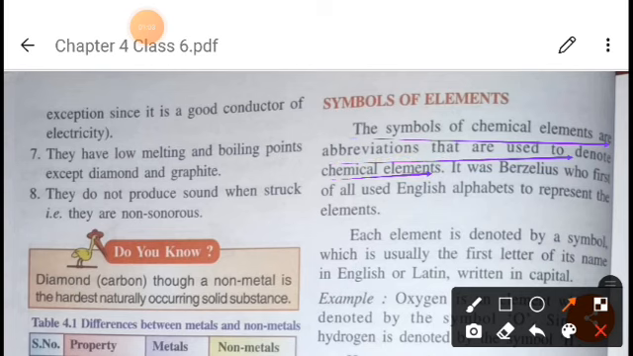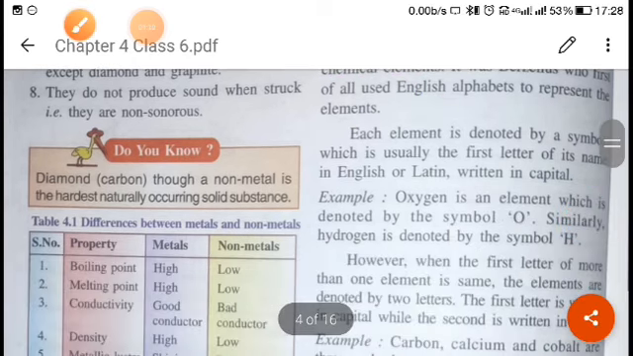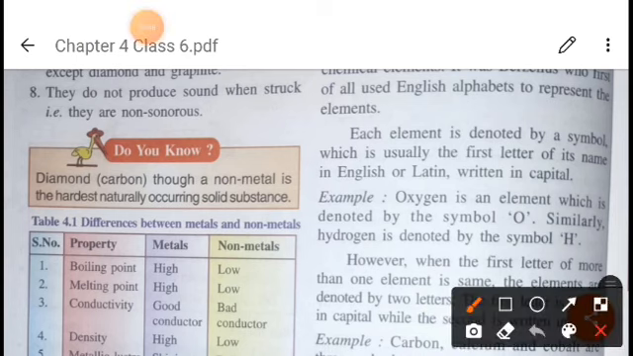So who was the first to propose these symbols? It was Berzelius. He was a scientist who first used the English alphabet to represent the elements in a symbolic form. So each element is denoted by a symbol, which means different elements have been given different symbols.